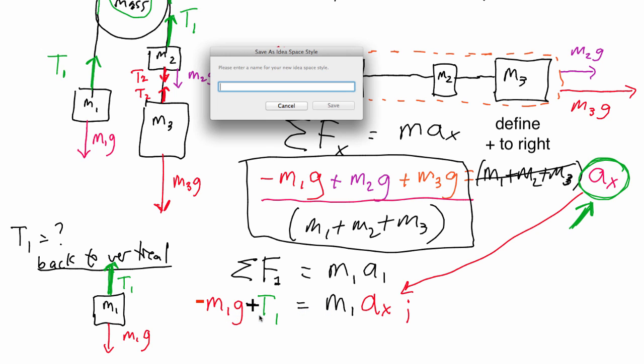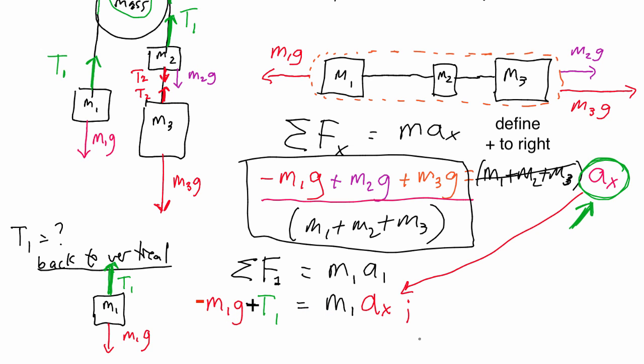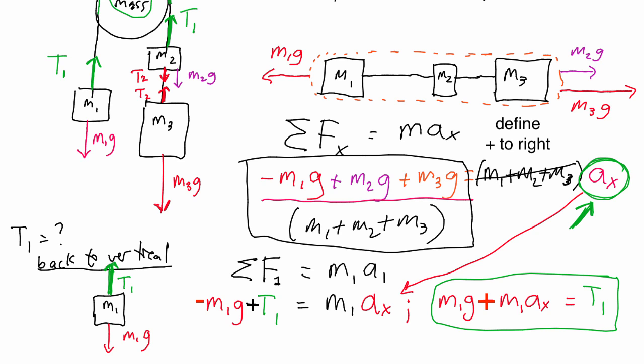Put that on that side. We just do a little bit of math here. That gives us M1AX that we found before equals T1. We just found that tension. Boom, found it.